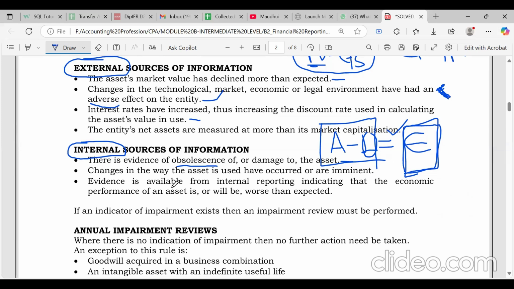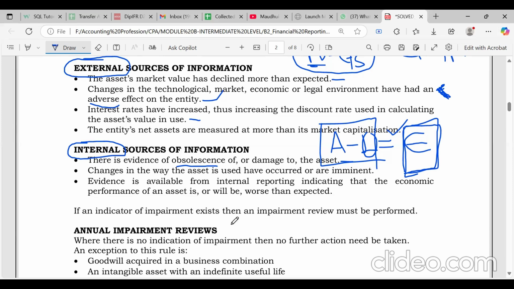Another example: evidence is available from the internal reporting indicating that the economic performance of an asset is or will be worse than expected. Of course, this is obvious. If you know the figures will be worse than what was expected, that is also fine, right? So the indicators will present themselves.